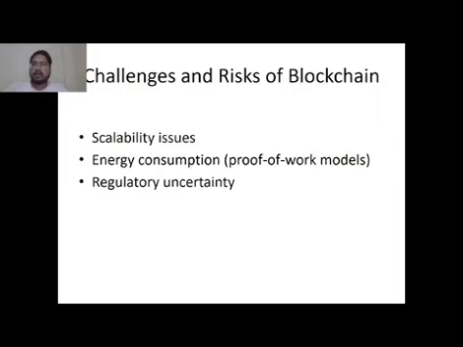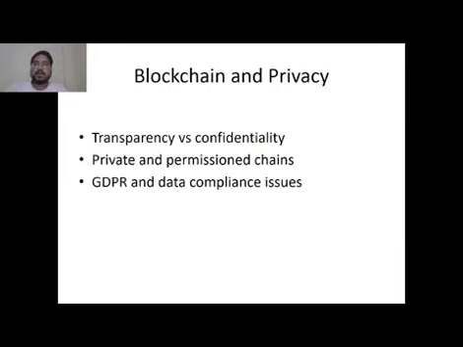So we move to our next slide, that is blockchain and privacy. Transparency is a double-edged sword. While blockchain ensures no tampering, it also means data is visible to all in a public chain. To handle this, permissioned blockchains and zero-knowledge cryptography can be used. This ensures compliance with privacy laws like GDPR. Transparency versus confidentiality, private and permissioned chains, GDPR and data compliance issues.